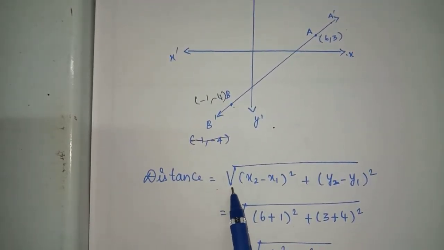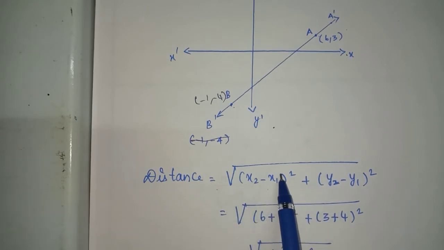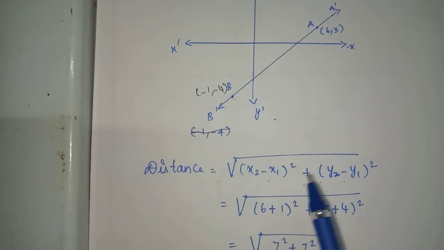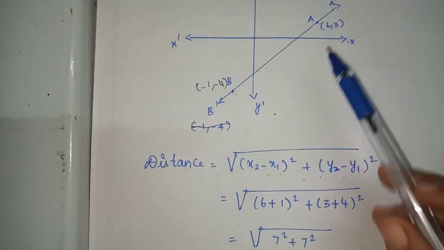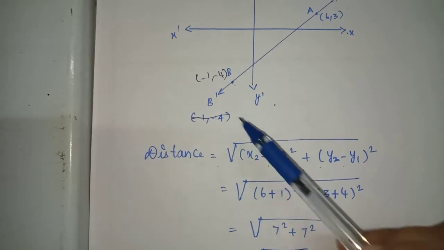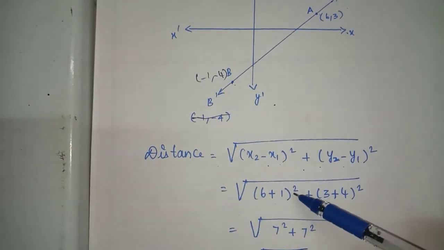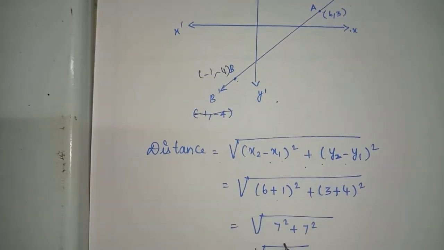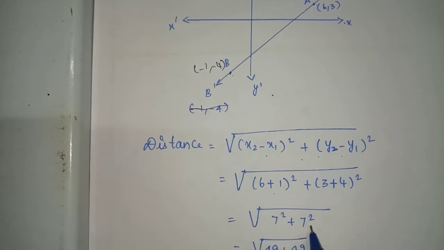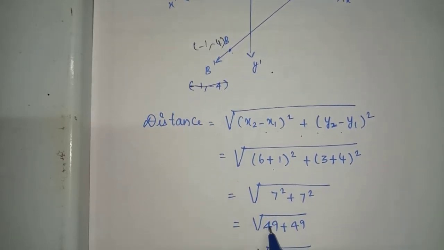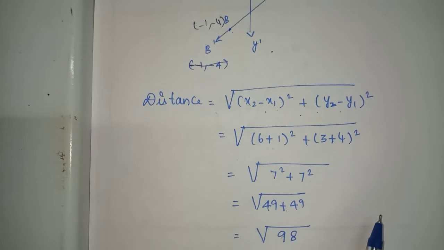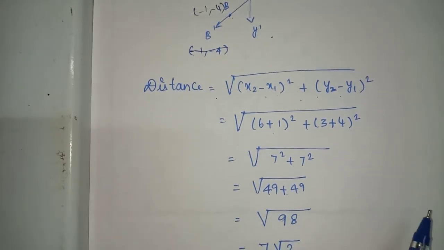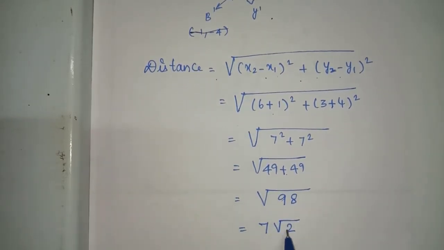So distance is equal to root of x2 minus x1 the whole square plus y2 minus y1 the whole square. So substitute the values. X2 is 6 minus x1 is -1. So 6 plus 1 the whole square, which is nothing but 7 square, plus 3 minus of -4 the whole square. So 3 plus 4 the whole square, that is also 7 square. 7 square is 49. So root 49 plus root 49, which is equal to root 98, is equal to 7 root 2.